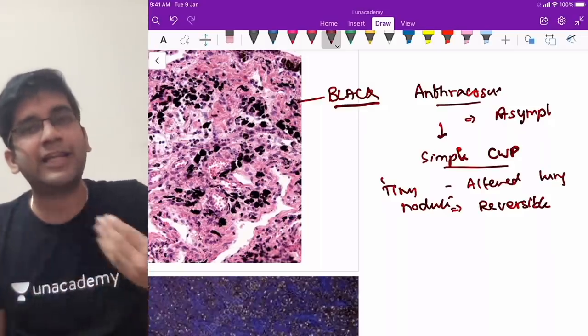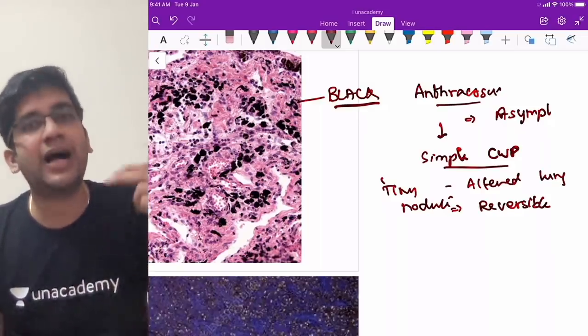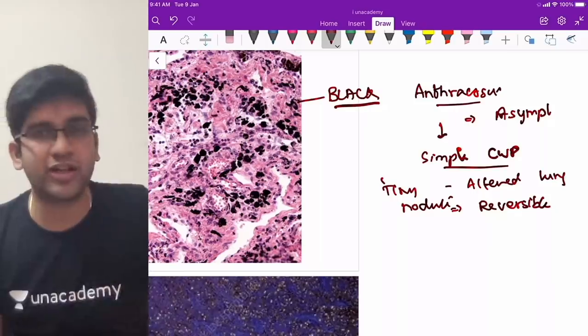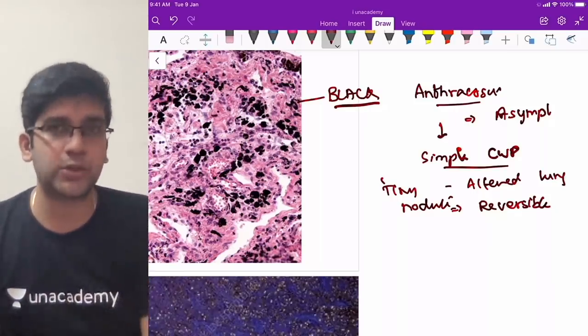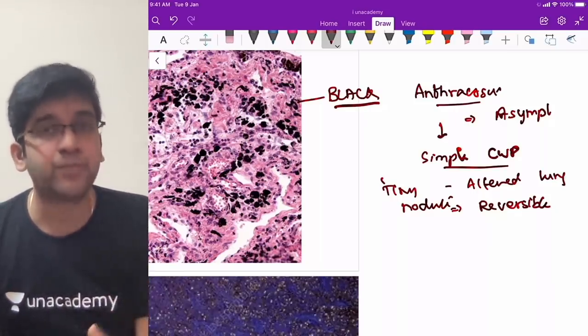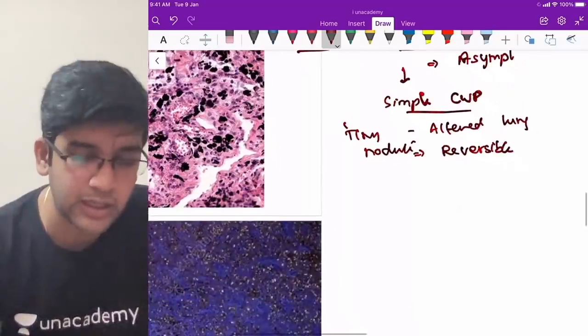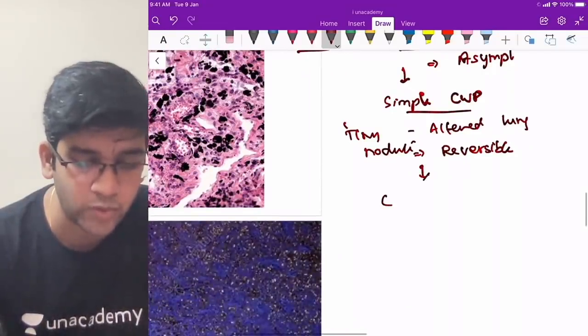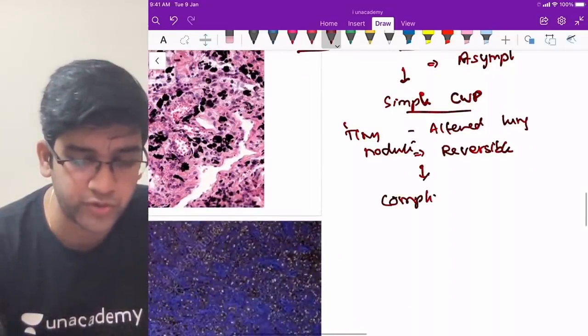So this will automatically come back. Once it comes back, again I evaluate the patient. Okay, no nodules in the lung x-ray. Okay, let the person come back to work. If I don't do that, if you ignore or bypass this, it goes to my third thing, complicated coal workers pneumoconiosis.